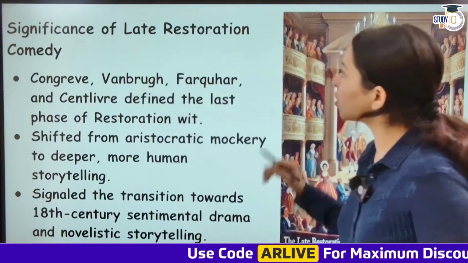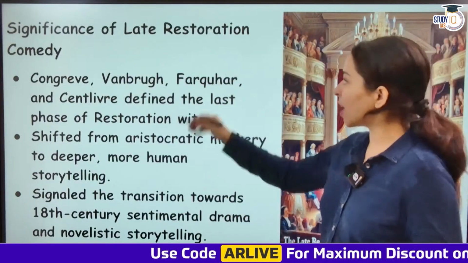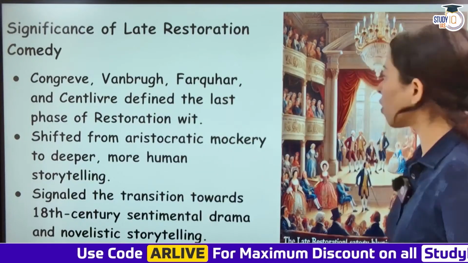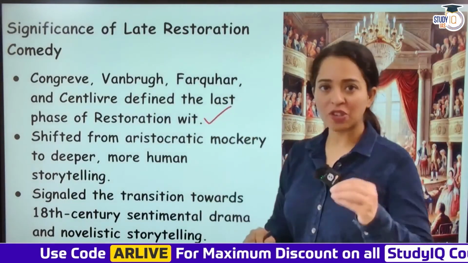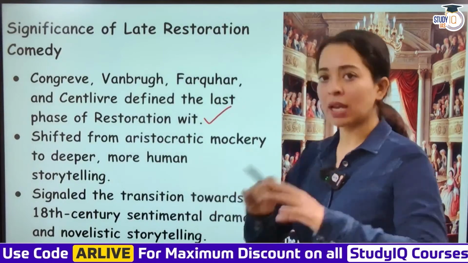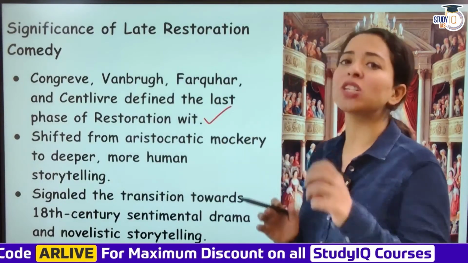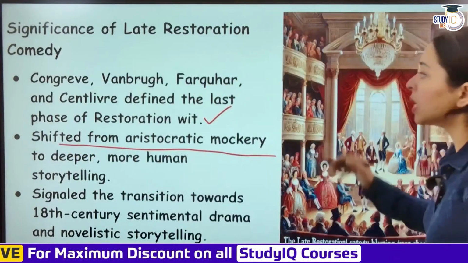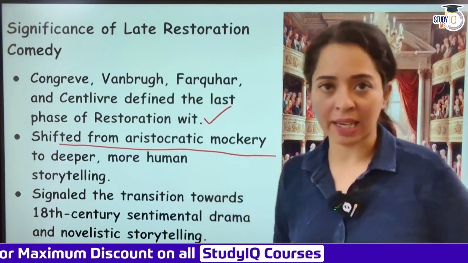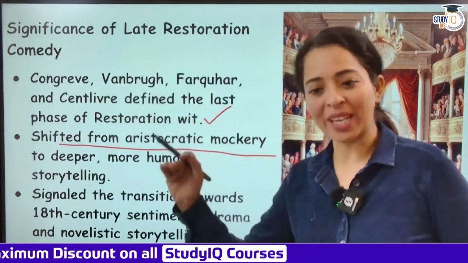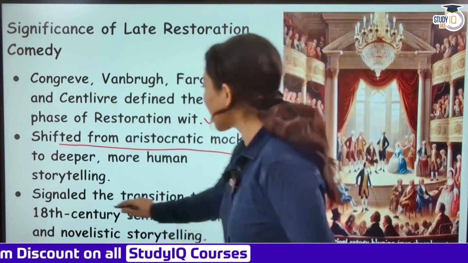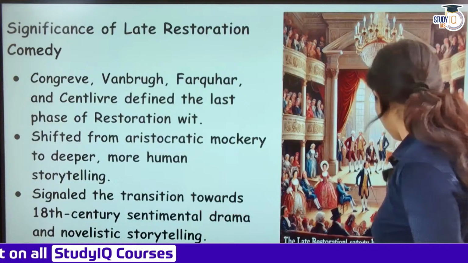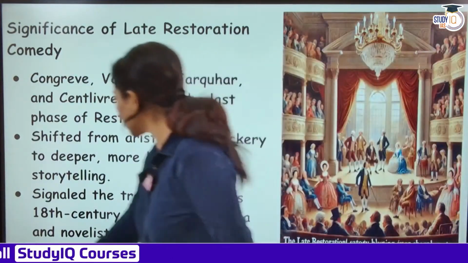Significance of late Restoration comedy: William Congreve, Vanbrugh, Farquhar, Centlivre, they all defined the last phase of Restoration wit. They are called the last playwrights of the Restoration era, and shifted from aristocratic mockery to deeper, more human storytelling. Superficiality was enough, now they came to a deeper level, and this signaled the transition towards 18th century sentimental drama, which was on a significant rise.